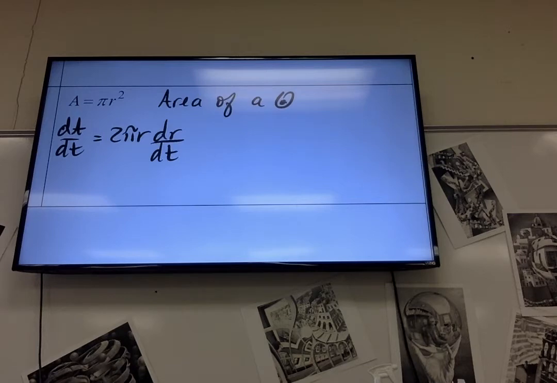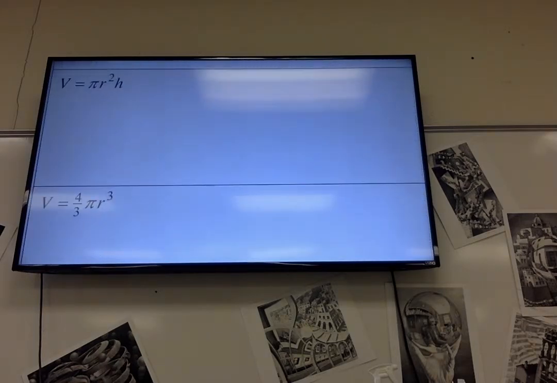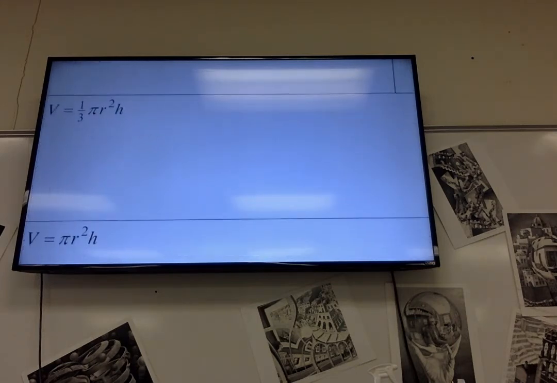Yes, it's the circumference. Because if you take the derivative of the area, you get the circumference.